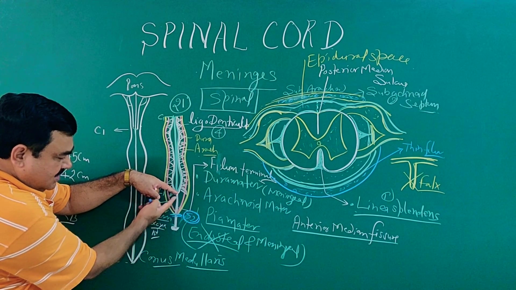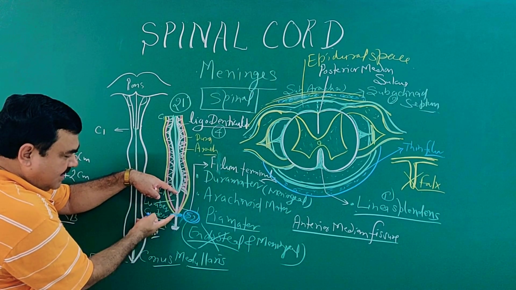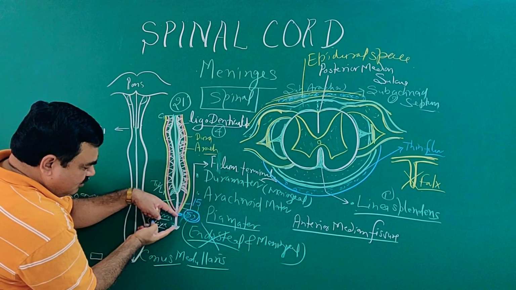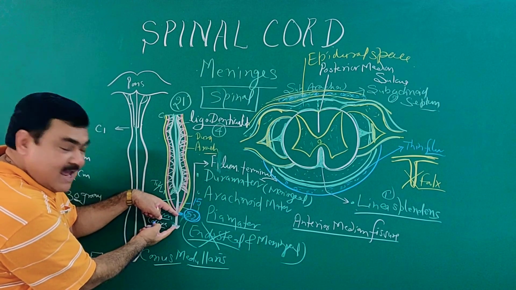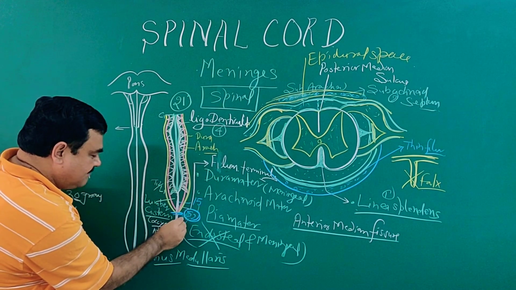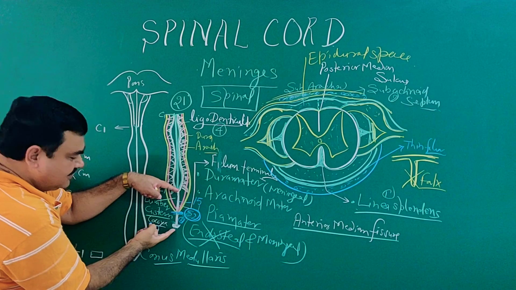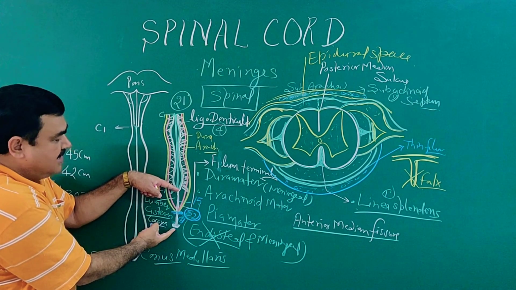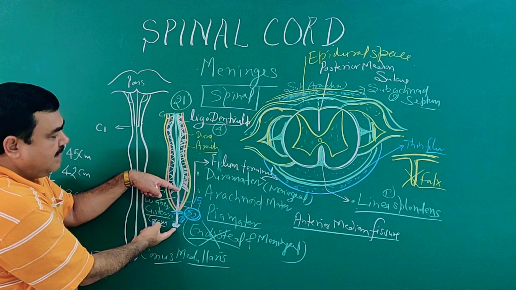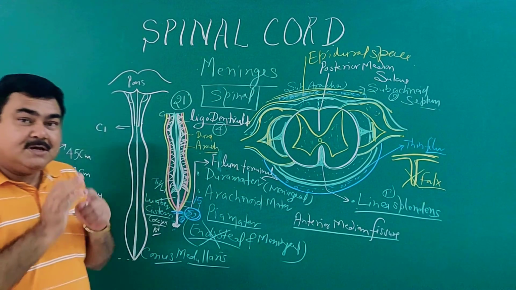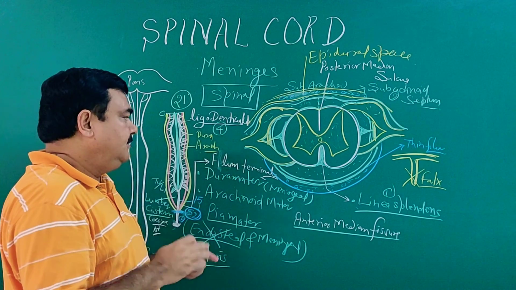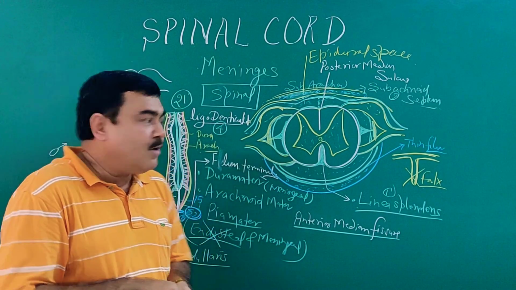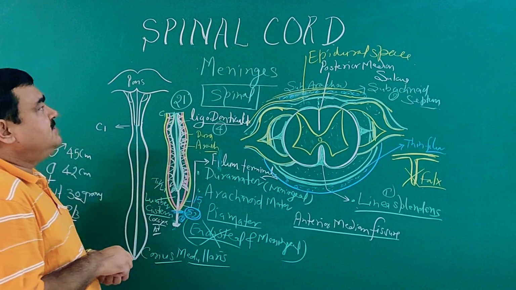From here to here is the filum terminale, which is a part of the pia mater. Above this is the filum terminale internum, about 15 centimeters in length, and below this is the filum terminale externum, 5 centimeters in length. So the total length of the filum terminale is 20 centimeters. So this is all about the meninges of the spinal cord.